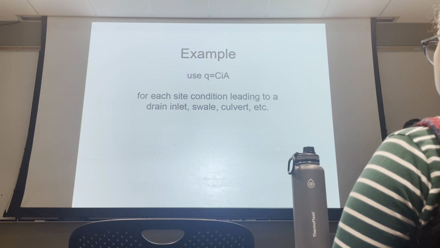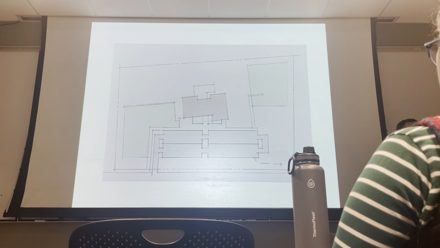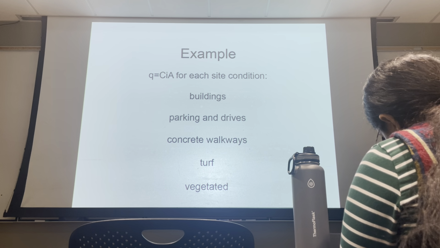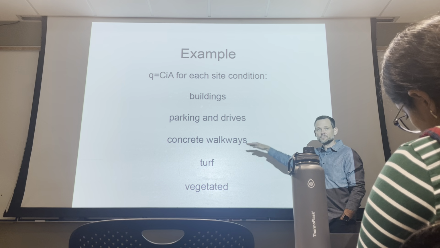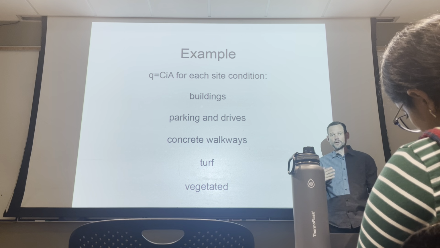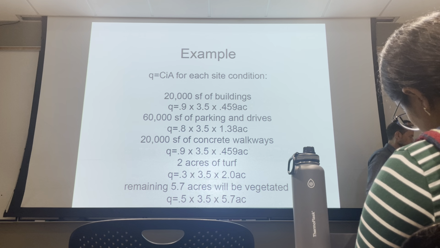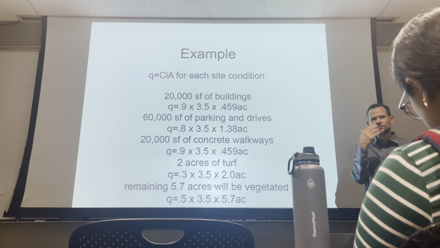So I know I. And now I have to do a calculation for C and A for every surface on this plan. Now that I know the I value is consistent across this site, across this watershed, I have to do the buildings, the parking, the concrete, the turf, the vegetated areas. Why are these all divided out like this? Because they all have different runoff coefficients. Remember I said 20,000 square feet of buildings, and so on. And so I have to do this. So let's look at these together.